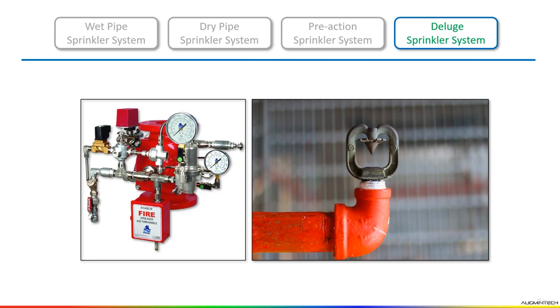Immediately the deluge valve opens, which is connected to a water supply. Here, water flows into the piping system and starts discharging from all nozzles and open sprinklers. After use, the deluge valve can be easily reset to normal operating conditions by draining the water remaining inside the pipe and valve body. So here I have explained in short how this deluge sprinkler system works.